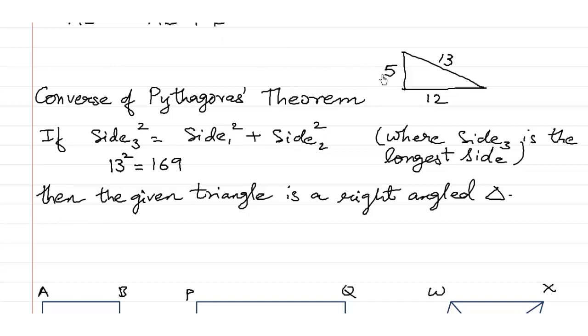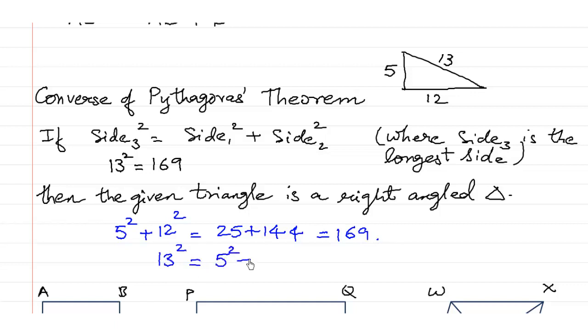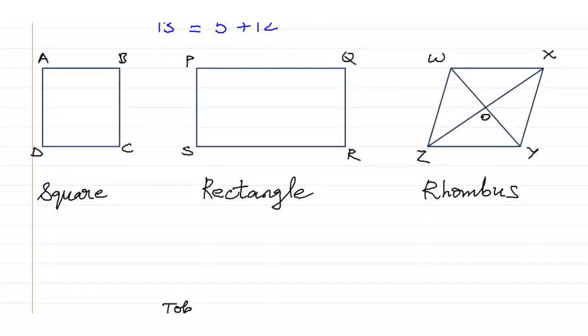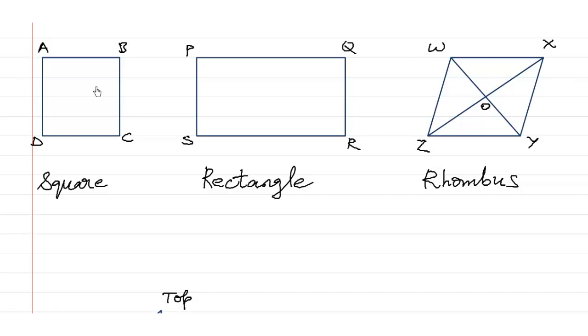side 1 square plus side 2 square, so 5 square plus 12 square is equal to 25 plus 144, which is also 169. So we can state that 13 square is equal to 5 square plus 12 square. So if this is true, this triangle is a right angle triangle. If this is not true, then the triangle is not a right angle triangle, and this is what the converse of Pythagoras theorem says.